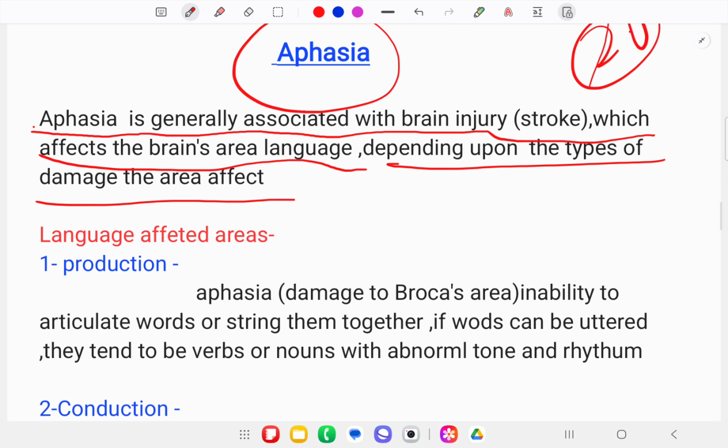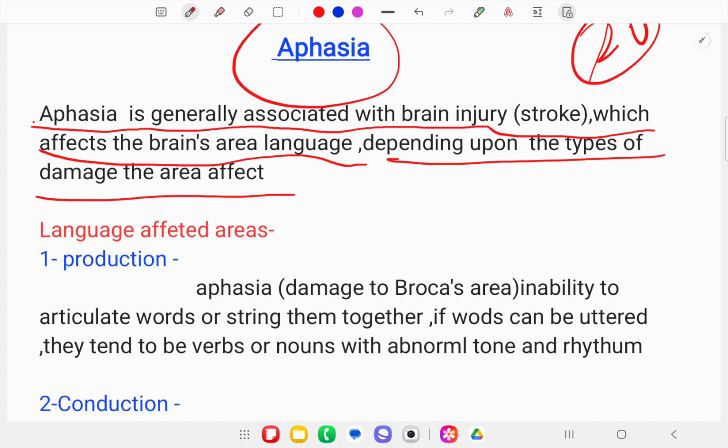In this lecture, we will not discuss a lot of aphasia. There are so many kinds of aphasia. Here we will study only the language areas that are affected, and in my next lecture I will discuss all the kinds of aphasia involved in language processing, and also its treatment. So, in aphasia, we have a total of 6 principles that we will study.